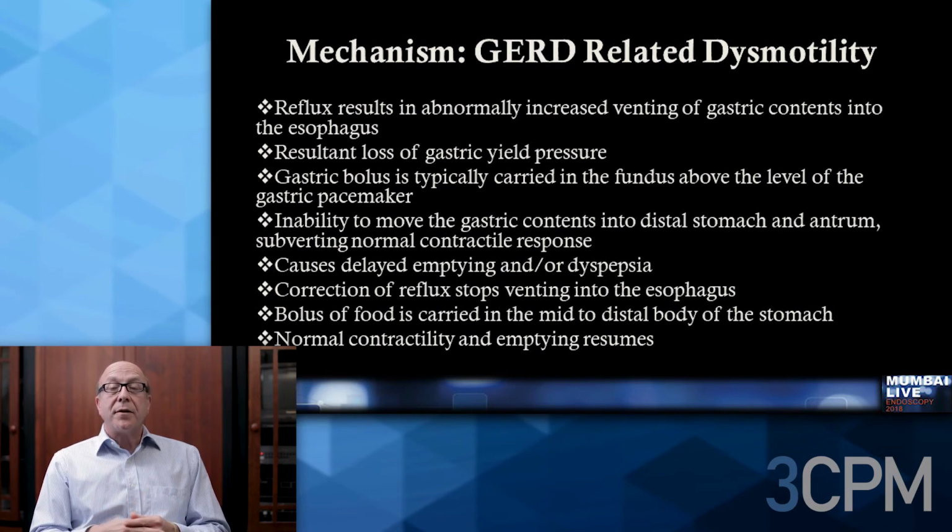In this particular case, when we define the disease in this manner, we know that by correcting the reflux and stopping the venting into the esophagus, the food bolus can then be pushed down lower where it can be captured by the gastric slow waves and moved into the distal body and then subsequently into the antrum and the intestine. There, you then have the resumption of normal contractility and gastric emptying.